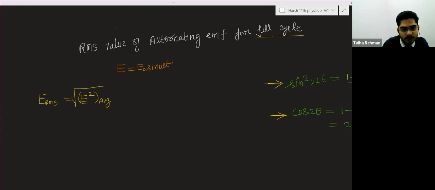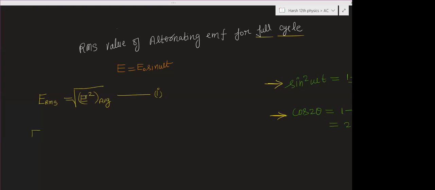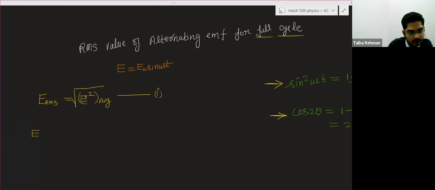Okay, so I am supposing this as equation number 1. First I am calculating the average of E square. So this is your E square and you want to find the average of this E square for full cycle.